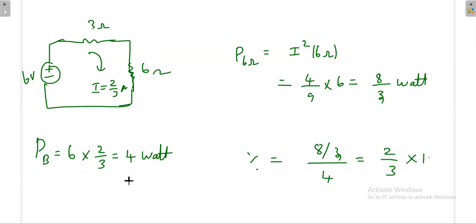Is it correct? Something is going wrong. Somebody please tell me, what is correct? The total current is correct, 6 divided by 9, 2 by 3. So I squared is 4 divided by 9, and the power is 8 by 3 watt. Something is going wrong.